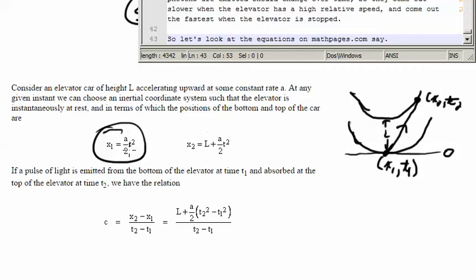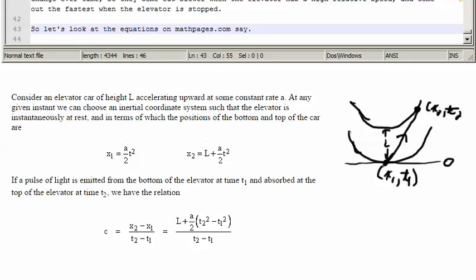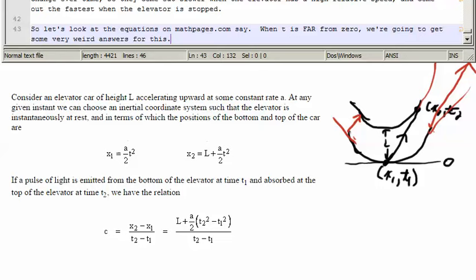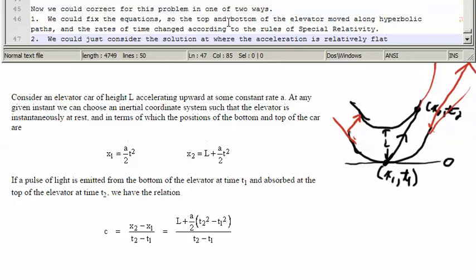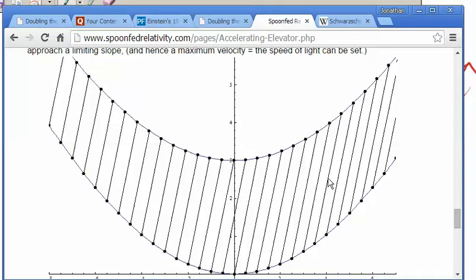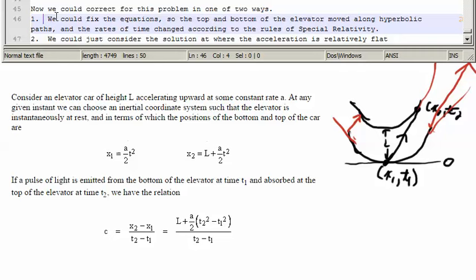Now, you might notice that if we use that value there, or say that value there, when t is far from zero, we're going to get some weird answers for this. So we could correct this in one of two ways. Number one, we could fix the equations so that the top and the bottom of the elevator follow hyperbolic paths instead of parabolic paths, and the rates of time changed according to the rules of special relativity. Or we could just consider the solution where the acceleration is relatively flat.